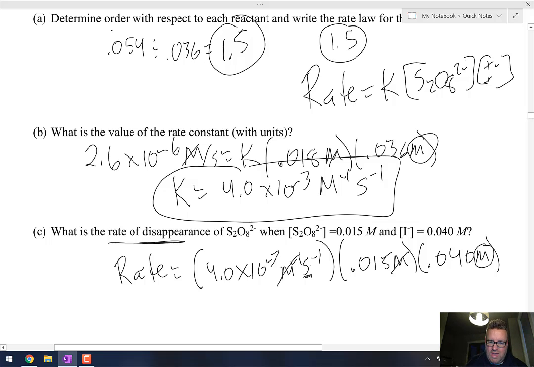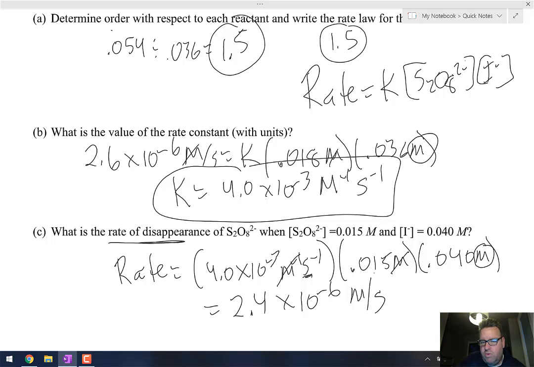So we'll take that rate constant, we'll multiply it by 0.015, we'll multiply it by 0.040, and we get a rate of 2.4 times 10 to the minus 6 molarity per second. And again, this is another one where they're not really going to care about units because the rate is always in concentration over time. But here, they absolutely are going to care about this.